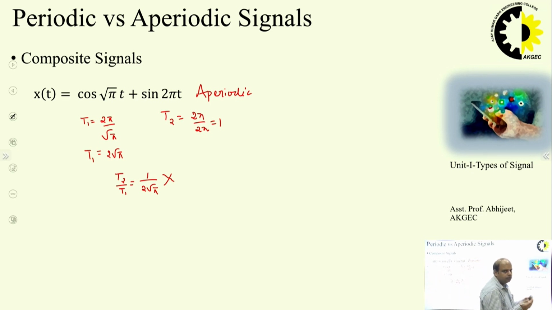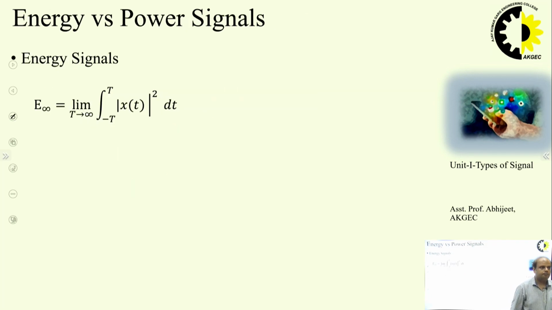So therefore, in case of composite signals, if the ratio of the individual periods is not rational, then in that case we get an aperiodic signal. Now energy signals. A signal can be an energy or a power signal, or neither energy nor power. For continuous time x of t, we evaluate E infinity, limit T tends to infinity, integral from minus T to plus T of mod x of t square dt, and if this comes out to be a finite value, then the signal is said to be an energy signal, otherwise not.